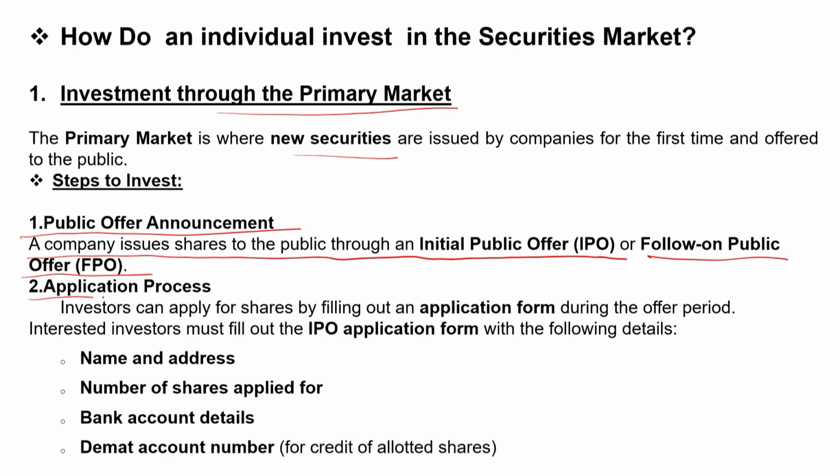Now the next procedure is to apply for the same. After getting the information about the IPOs or FPOs available, you need to make an application, and the investor, in filling out the application form, should provide the following information to the company: their name and address, the number of shares in which they want to invest, their bank account details, as well as their demat account number for the credit of the allotted shares in the FPO or IPO.